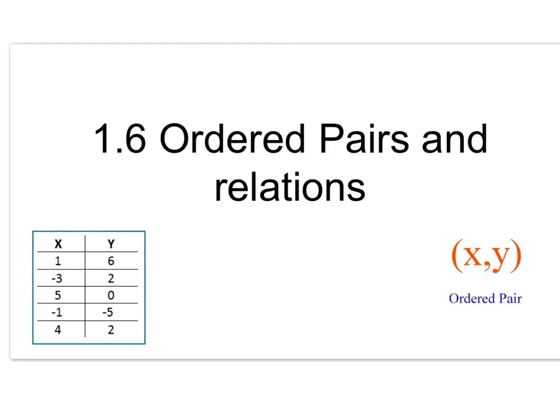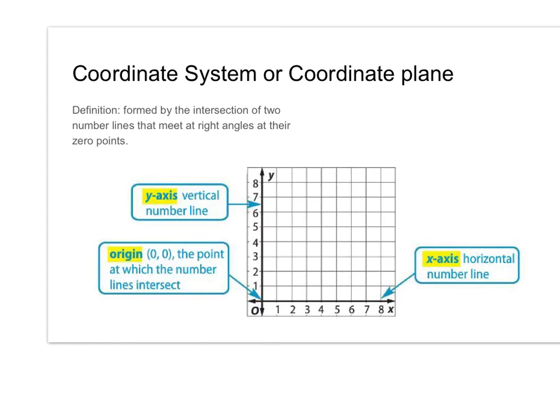So this lesson is going to be on ordered pairs and relations. Some of this should look familiar from 6th grade. The first thing we need to know is the coordinate system, also called the coordinate plane.